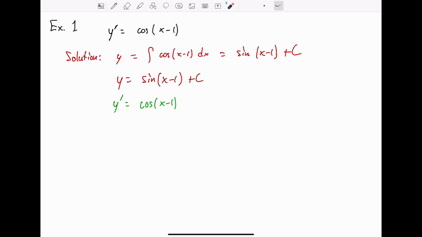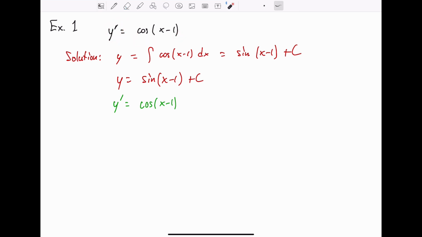Now from this example, you might think, oh, differential equations, this is super easy. It's just integrating stuff. We've learned a bunch of integration techniques, and just from this example, that's all we did. In general, however, we cannot just solve a differential equation simply by integrating. In this case, all we had to do was find the antiderivative of cosine x minus 1 because y prime was just this function of x.